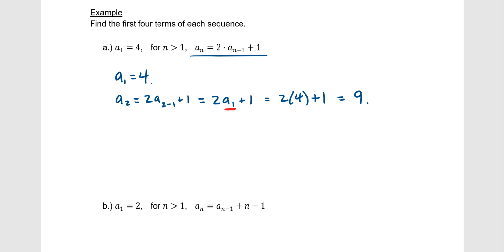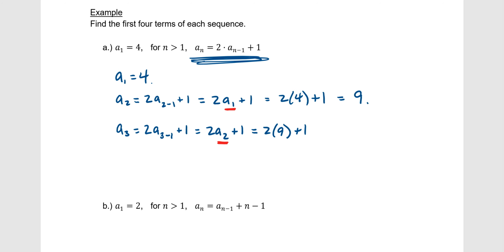Let's go ahead and find the next 2. For a sub 3, once again, we are using this definition up here. It's 2 times a sub 3 minus 1, plugging in a 3 into n. And then simplifying that, that's going to be a sub 2. So we need to use a sub 2, which we just found before this as 9. So that's going to be 2 times 9 plus 1, which gives us 19.